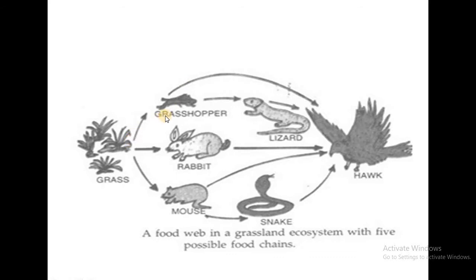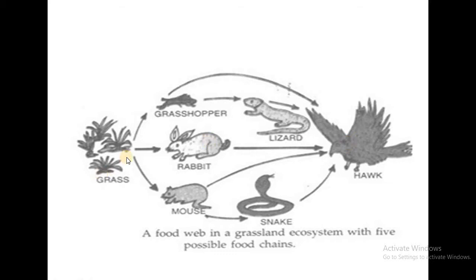The first one: the producers are eaten by the herbivore, the grasshopper, and this grasshopper is in turn eaten by the hawk. This is the first type of interlocking system. The second one is the producer. This producer is eaten by the herbivore, the grasshopper. In turn, the grasshopper is eaten by the lizard and the lizard is eaten by the hawk. The second type of food chain.